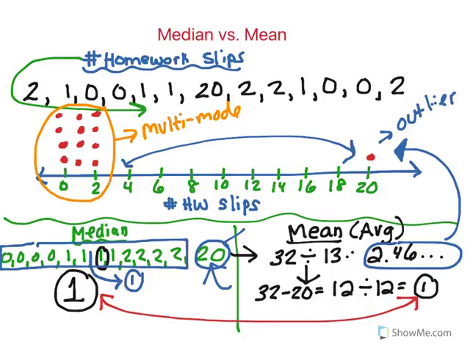Okay? So it's really a decision you'll have to make, but median tends to be more resistant and mean is less resistant, meaning it's more affected by new data values. All right? So hopefully that helps you make your decision of which one you think is better.